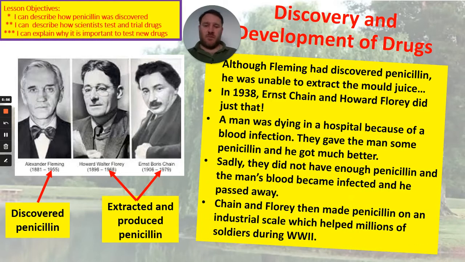Chain and Florey were not put down by this. They went and made lots and lots more. In fact, they went into industrial scale manufacture of penicillin. And of course, you'll know from your history lessons that 1939 was the outbreak of World War II. And penicillin was made on industrial scale to help all the wounded soldiers in World War II. So you can imagine how many people might have died in World War II had it not been for Florey and Chain extracting the penicillin.